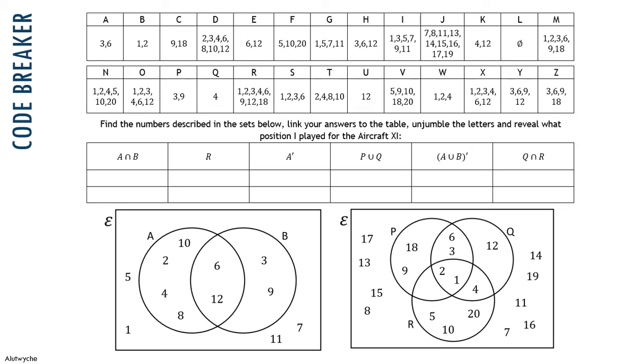So the way to do this, we've got A intersect B here. So for this one, we'll be looking for the elements in here. 6 and 12, we look for them up the top. There we go, gives us the letter E. Do the same for these next 5. And like I said, you end up with 6 letters and you can jumble those up and you'll get a position on a football team. Pause the video, give it a quick go, and then come back and check your answers.